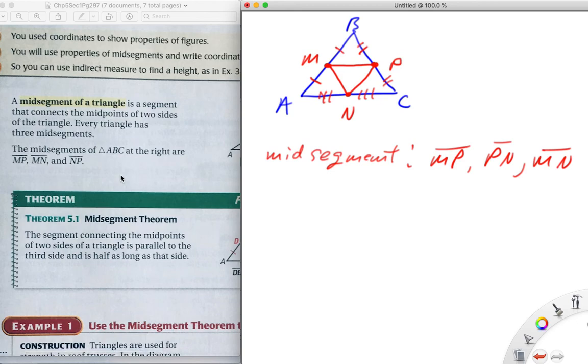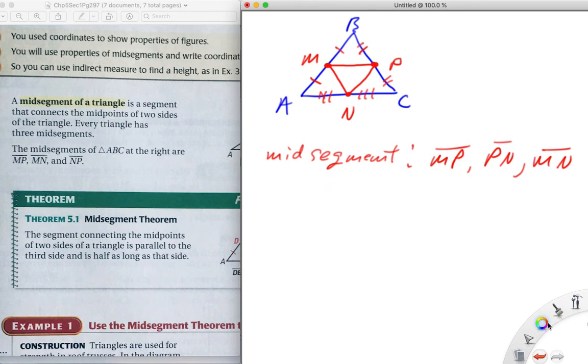A midsegment of a triangle is the segment that connects the midpoints of two sides of the triangle. Every triangle has 3 midsegments. So here's one side, here's the other side, this MN connects the two. This side and this side, NP connects the two.